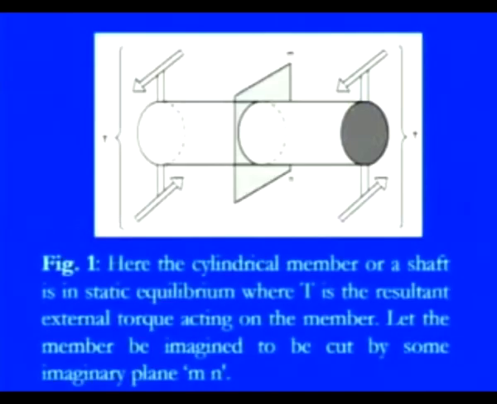So first, we have a cylindrical member, or we can say a shaft, which is in static equilibrium, and these torques are simply applied as a resultant external torque. Whatever the members of this particular shaft are, they act and react in a particular direction, and let the member be imagined to be cut at some section on a plane M cross N. Now just look at this particular figure.